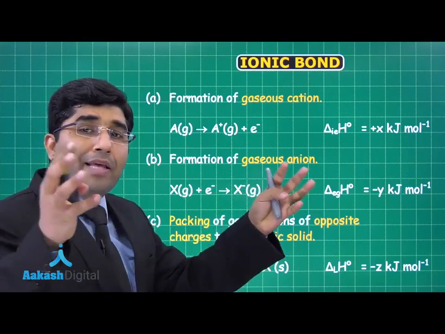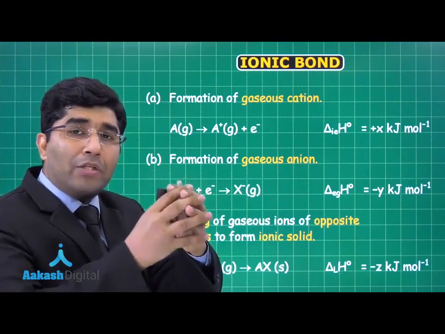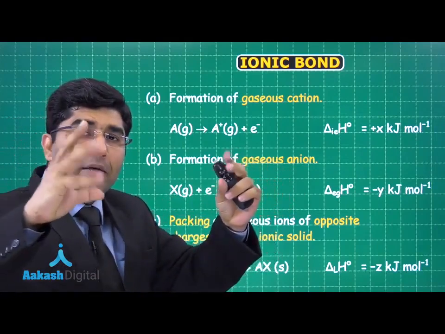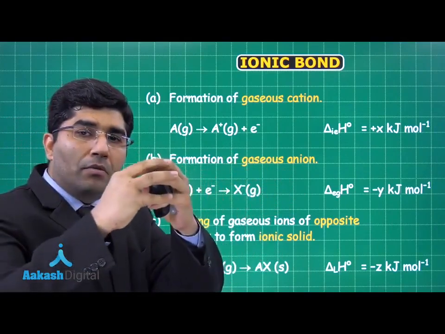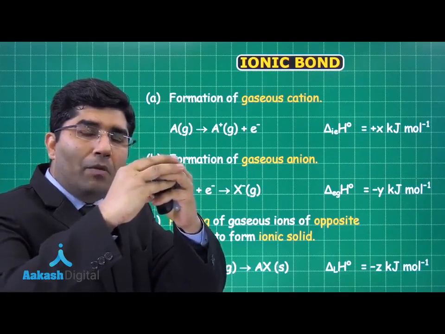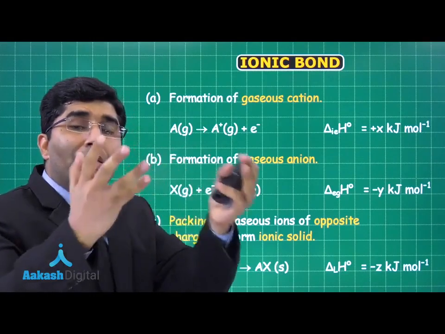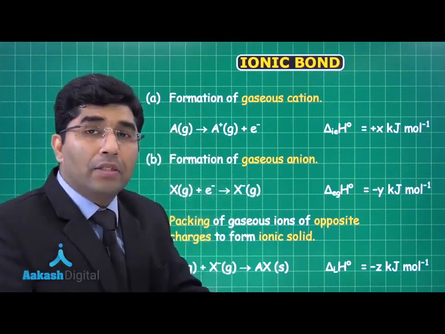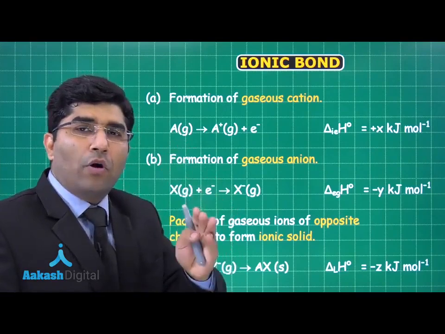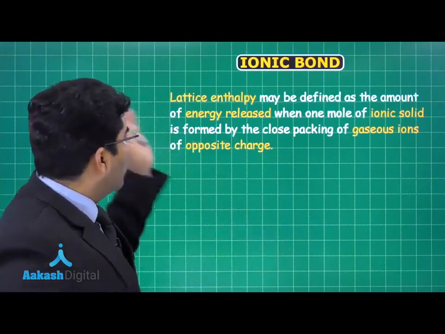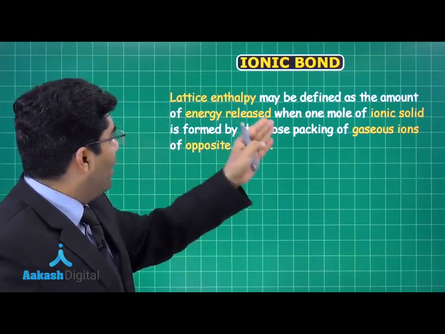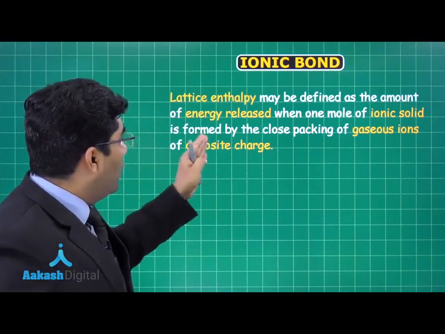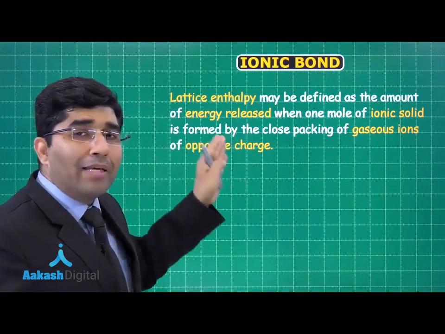And when they combine and form an ionic solid, their energy of movement will decrease. They will be restricted. And where will that energy go? That energy will come out as heat, and that energy is called lattice energy. So what is lattice enthalpy? It may be defined as the amount of energy released when 1 mole of ionic solid is formed by the close packing of gaseous ions.